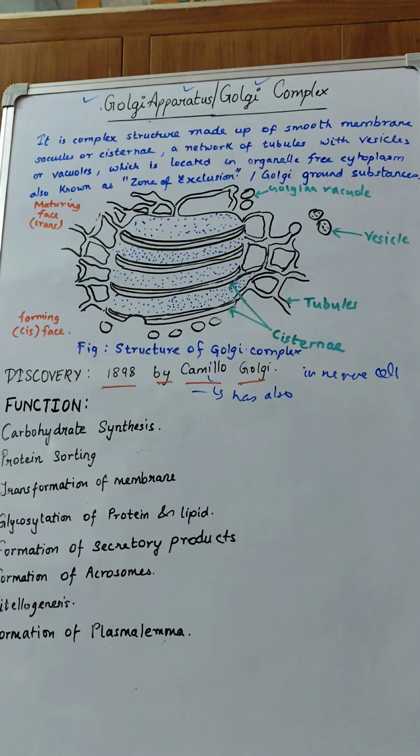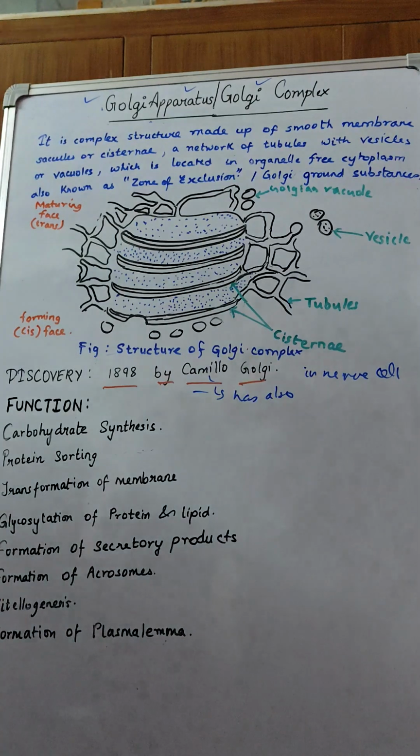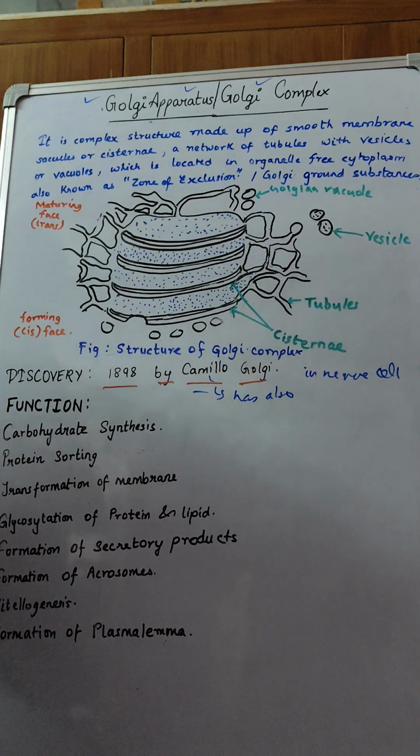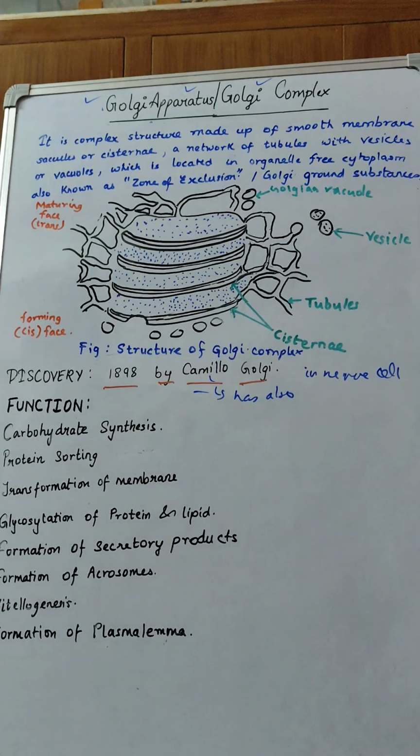Now in today's video we are going to discuss Golgi bodies, or Golgi complex, or Golgi apparatus. This is from chapter number 8 of class 11th biology. The chapter is Cell: The Basic Unit of Life, and in the eukaryotic cell we are learning different organelles. We have completed endoplasmic reticulum in our previous video. In this video we are going to discuss Golgi bodies.